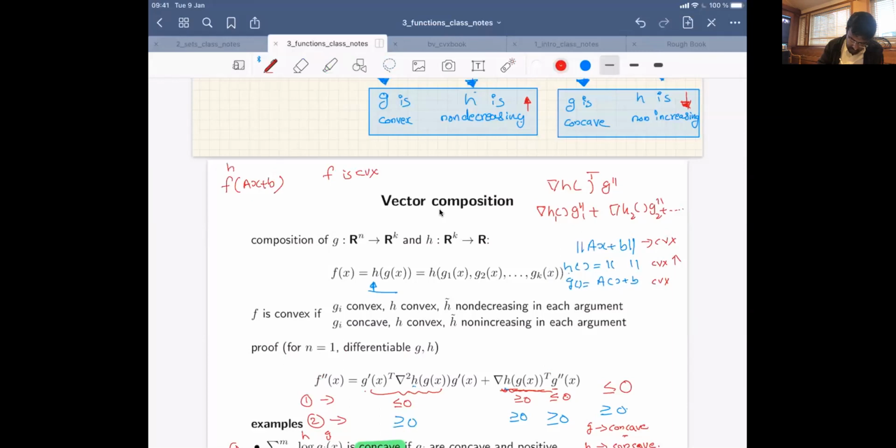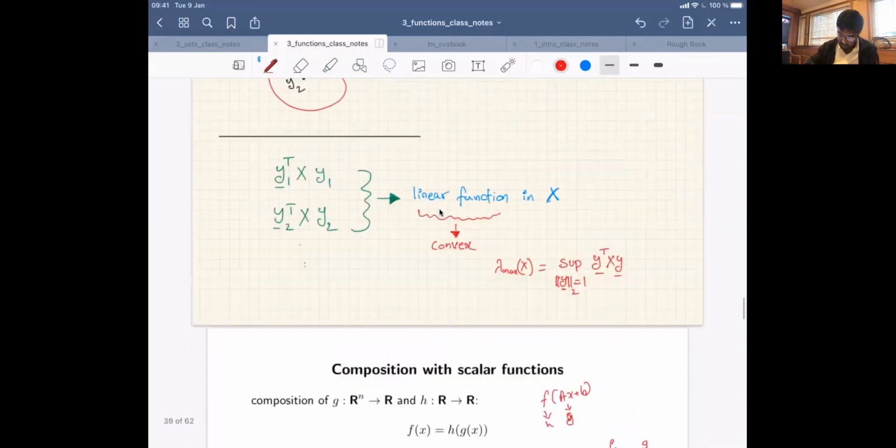Here what is my h? h is this f. I will use the same notation that we follow instead of f. So h is f, and g is this ax plus b, right? Here what we saw is that a linear function of a convex function is convex. We didn't say whether f is increasing or decreasing. That's my point. In this case h is convex, and since this is an affine function, g is convex, but still we stated that this guy is convex. Why? Because here I didn't make any assumption. I'm talking about the previous slide.